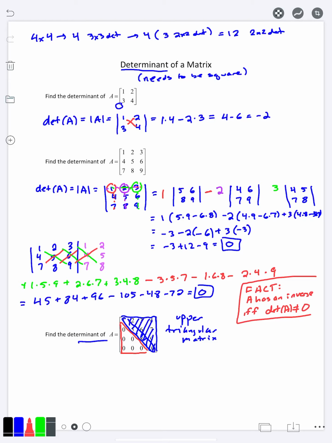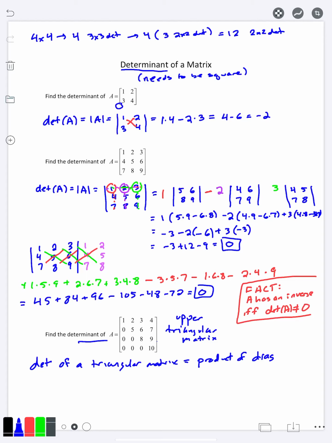Well, because of the following reason, the determinant of a triangular matrix equals the product of the diagonal. So what that means is instead of having to break up this whole determinant into all these different pieces, we can just multiply across these main diagonal elements, and it turns out that's going to be the right answer.